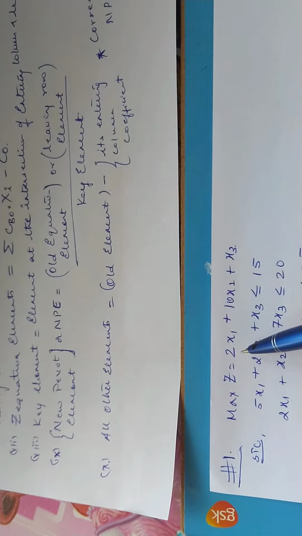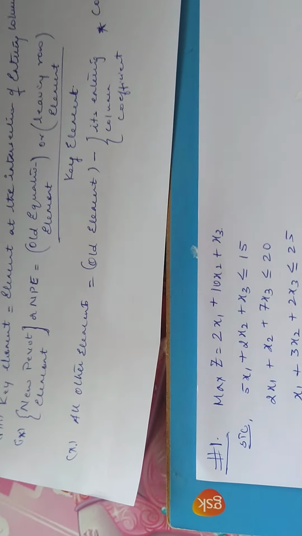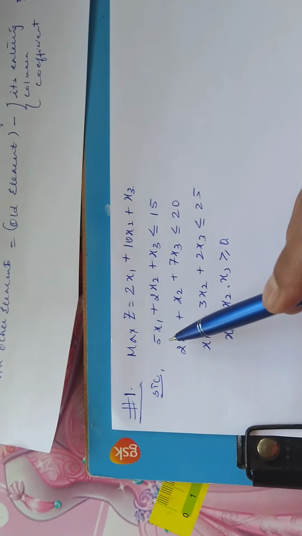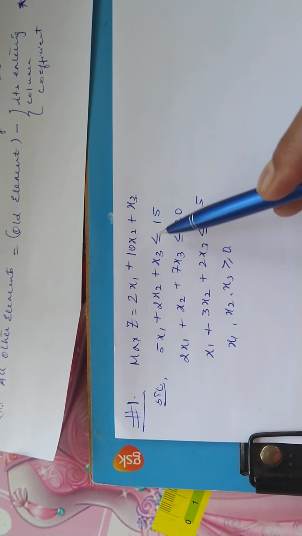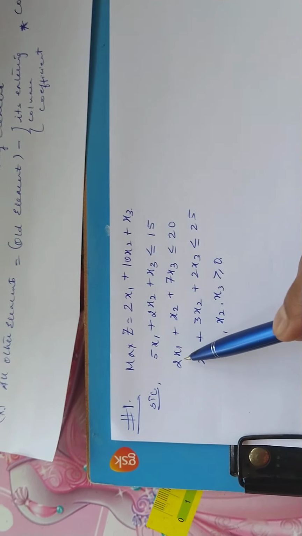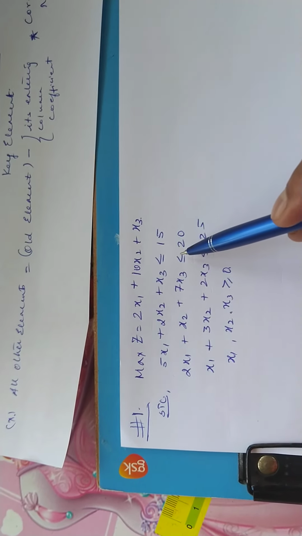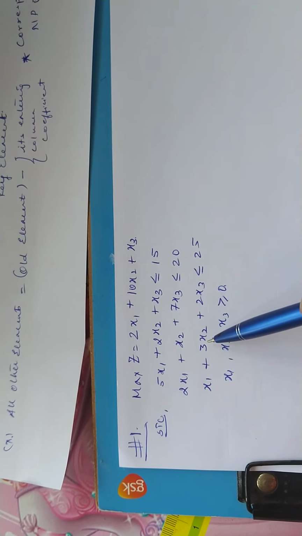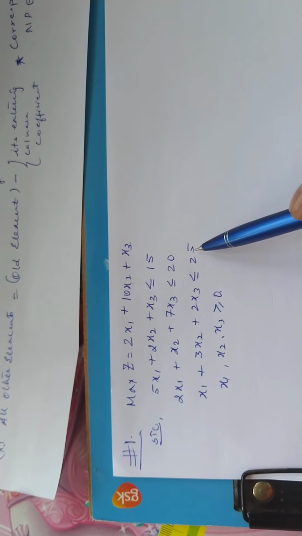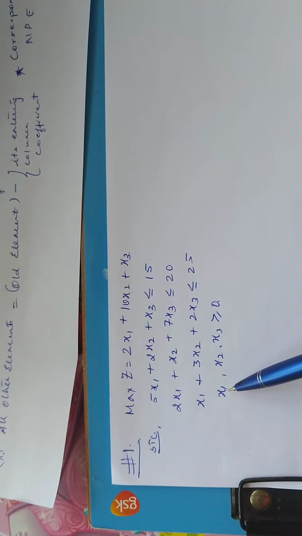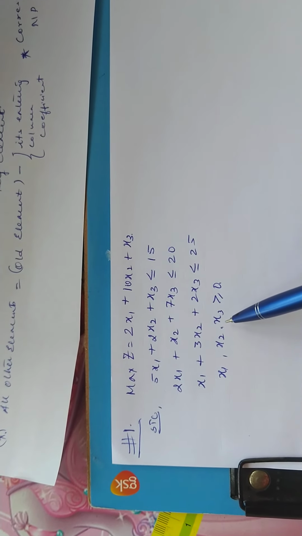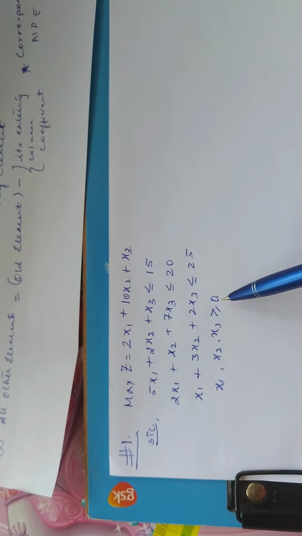Maximize z equals 2x1 plus 10x2 plus x3, subject to constraints 5x1 plus 2x2 plus x3 is less than or equal to 15, 2x1 plus x2 plus 7x3 is less than or equal to 20, x1 plus 3x2 plus 2x3 is less than or equal to 25. Non-negative constraints: x1, x2, x3, all of them greater than or equal to 0.